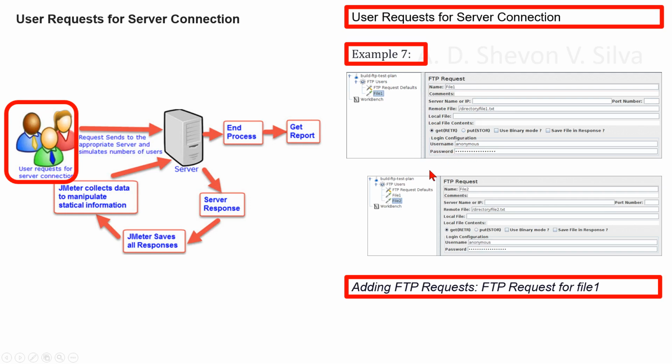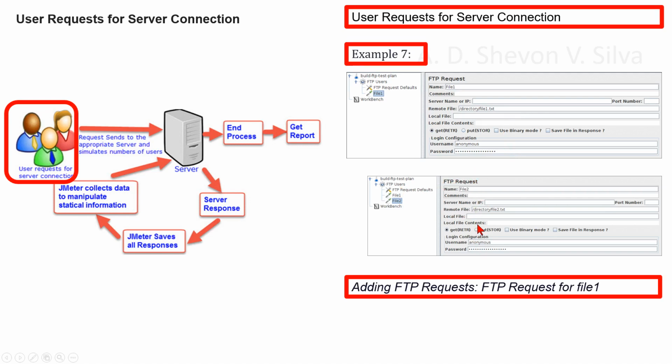anonymous, and change the password field to, for example, anonymous@test.com. You do not have to set the server name field because you already specified this value in the FTP request default element. Here you can see the FTP request for file1. Next, add the second FTP request and edit the following properties.